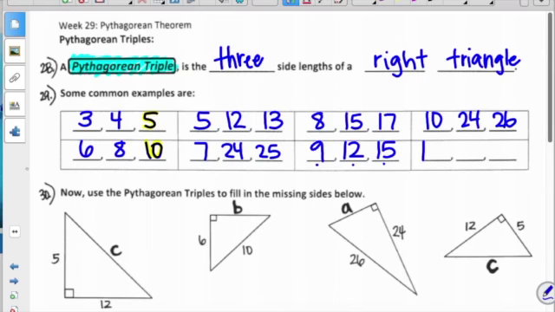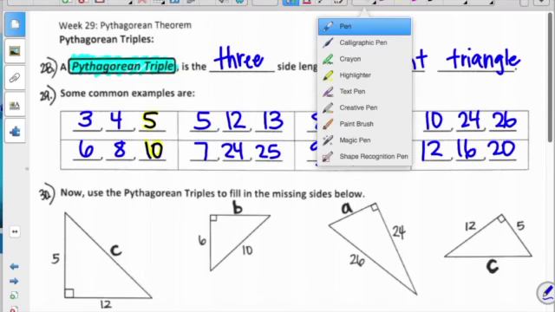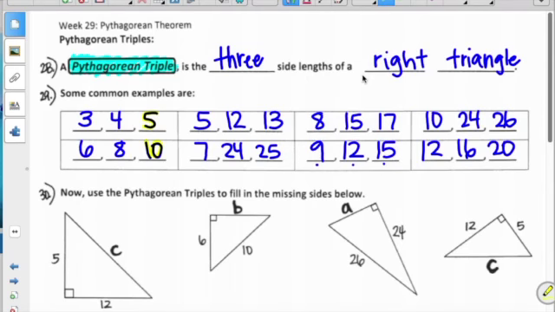So the more of these that you can memorize, the less work you're going to have to do. And we know which one the hypotenuse is on all of these. Always the longest side. Okay, so these ones are actually, all the hypotenuses are the last number that I gave you. I like that one. Okay, so those are the hypotenuses.